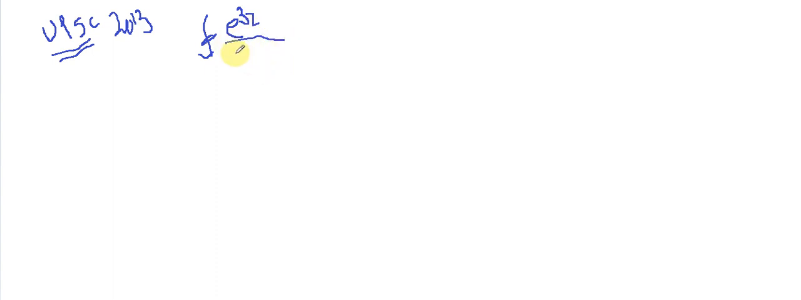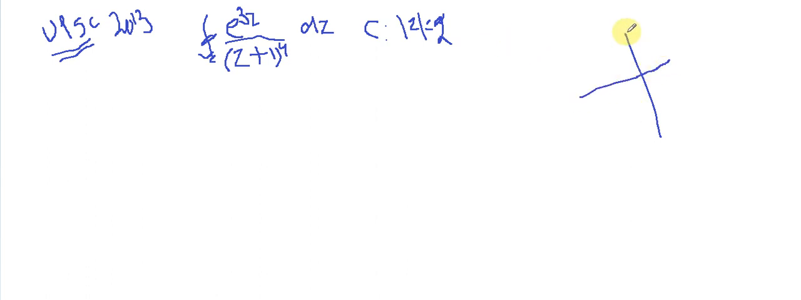So now let's proceed further. The question was: the integral of e raised to the power 3z divided by (z plus 1) raised to the power 4 dz, where this curve C denotes mod z equals 2. This implies a circle with a radius of 2 units. Let's plot the circle with a different color so that it will be visible for you. This is 2 and this is minus 2.